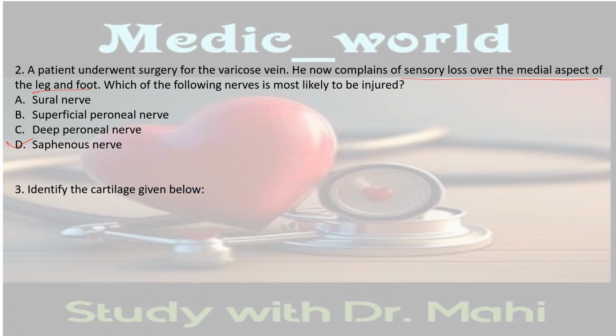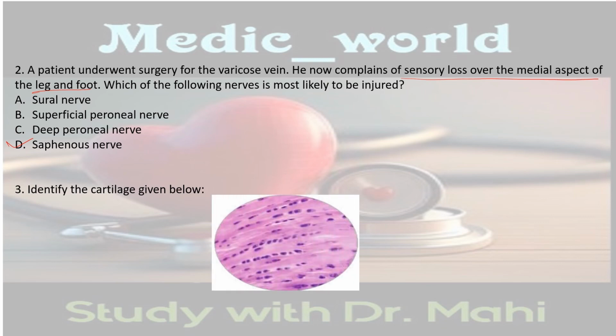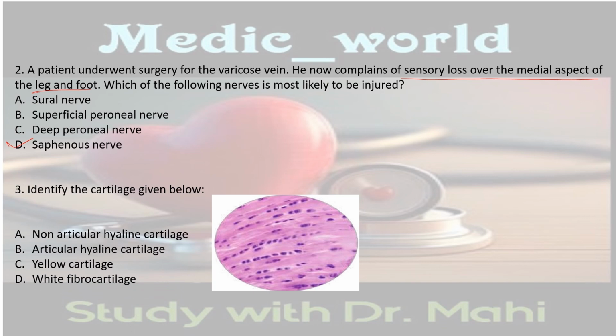Now the next question, identify the cartilage given below. The given image shows prominent collagen fibers arranged in bundles with intervening rows of chondrocytes. This is suggestive of white fibrocartilage. So the answer to this question is option D, that is white fibrocartilage.